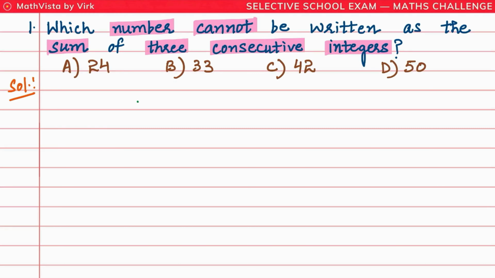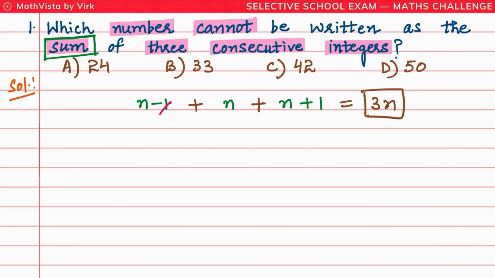If I take the first integer as n minus 1, obviously the next would be n and the third must be n plus 1. As the question asks for the sum, we are just adding them: n minus 1 plus n plus n plus 1. What do we get here? 3n, as minus 1 and plus 1 get cancelled. So the sum of those 3 consecutive integers would be clearly divisible by 3. Correct?